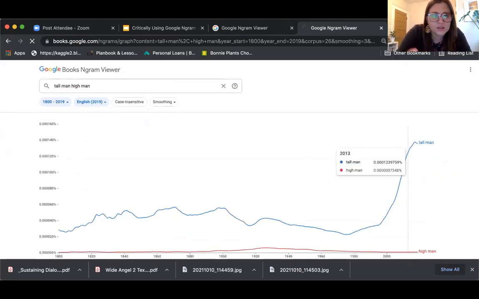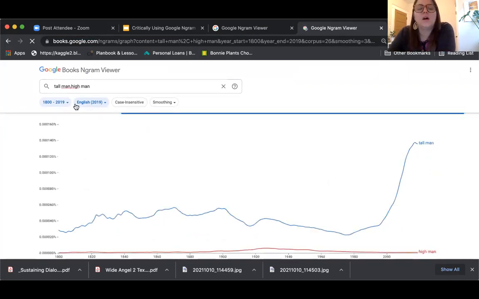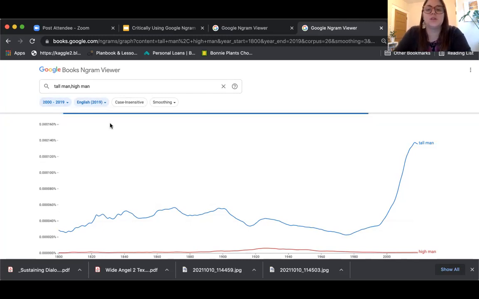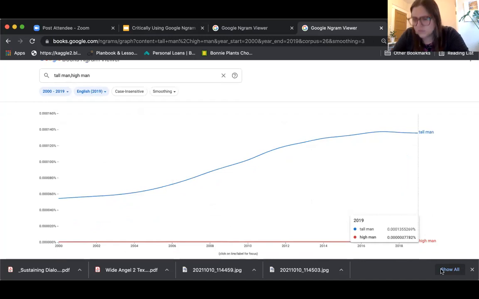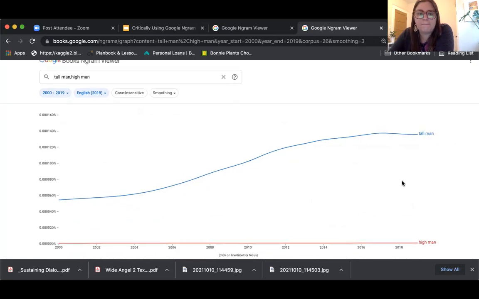That's very important, because if you do this, actually, no, that doesn't work. You have to separate it with a comma. Otherwise it doesn't work. A cool thing too is you can actually change this if you want to do like 2000, because this just goes from the 1800s, but you can change it to 2000 to 2018. It's like they don't quite have it completely up to date. But you'll see here, of course, tall man is more frequent than high man.